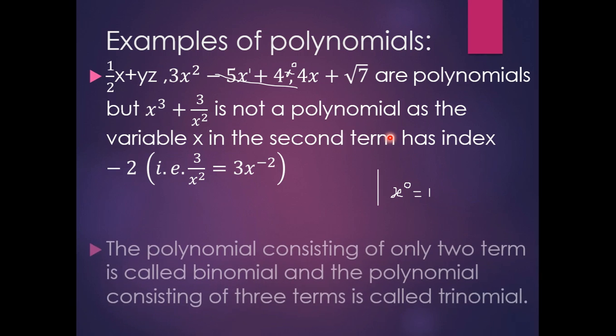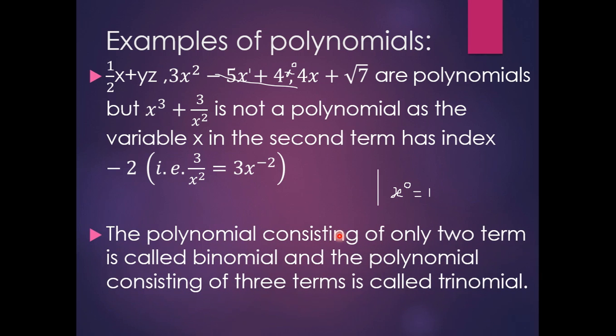Okay, and a polynomial consisting of only two terms is called a binomial. Here the prefix bi means 2. So a polynomial consisting of only two terms is known as a binomial. Here this is a binomial, because it consists of two terms, and a polynomial consisting of three terms is called a trinomial. Here it has three terms: one term, two terms, three terms, so it is a trinomial.